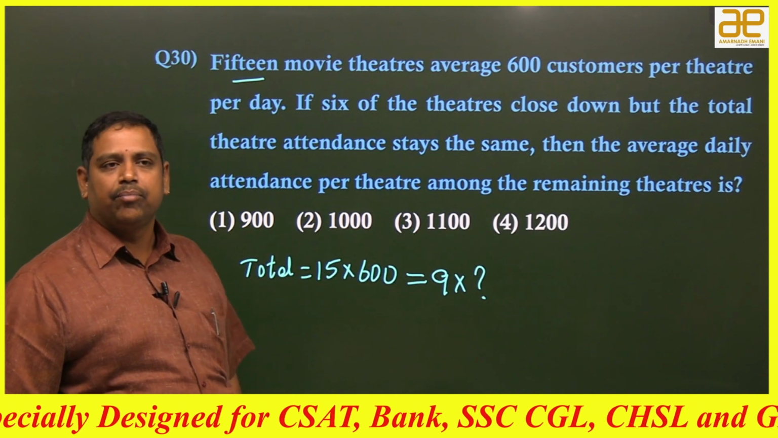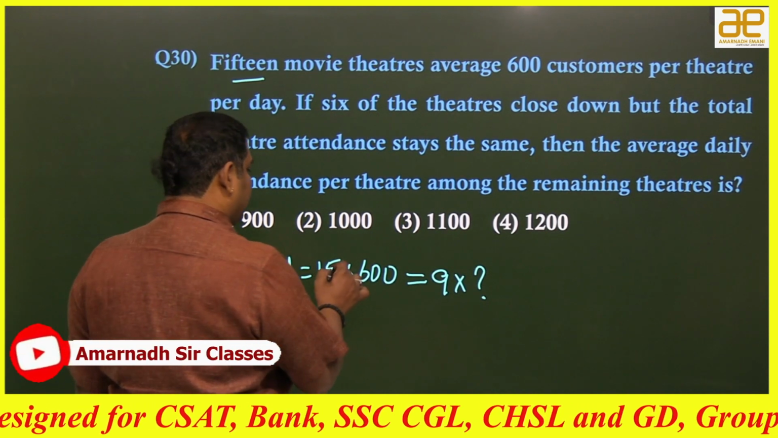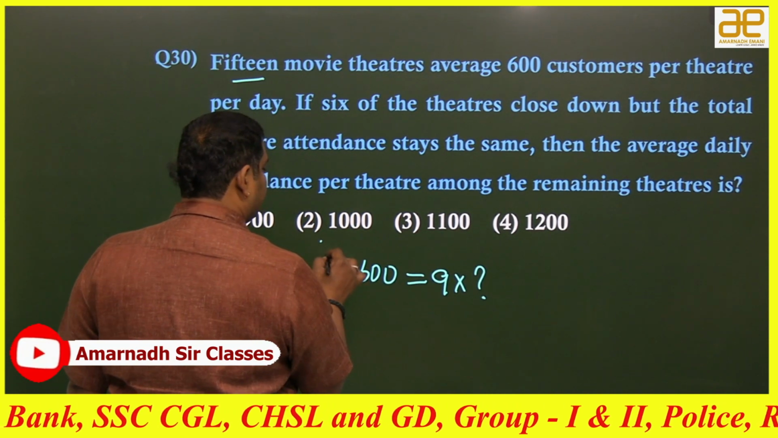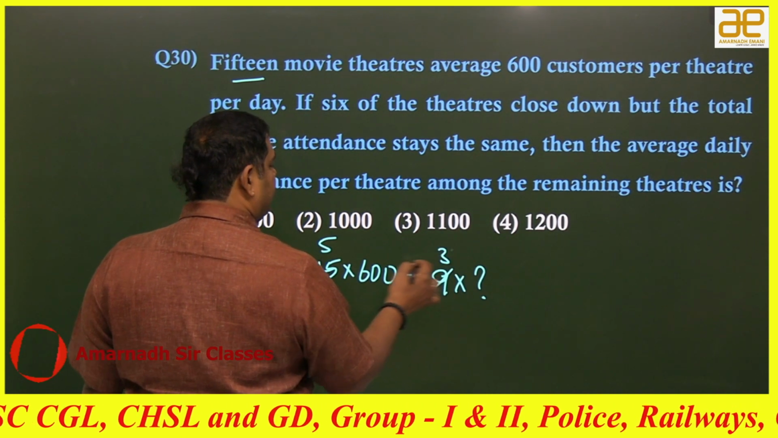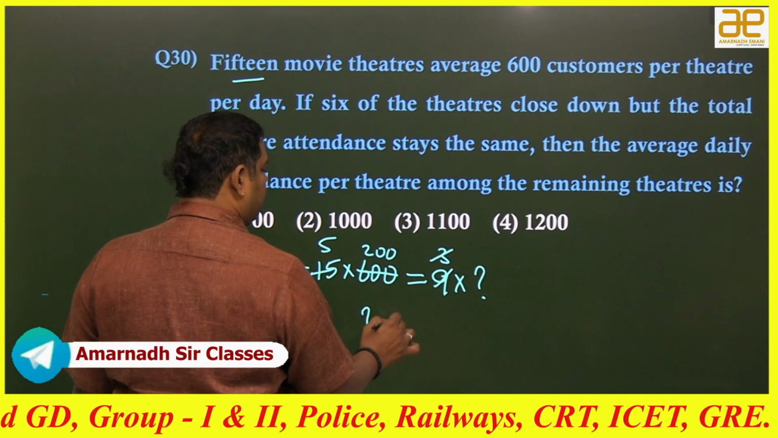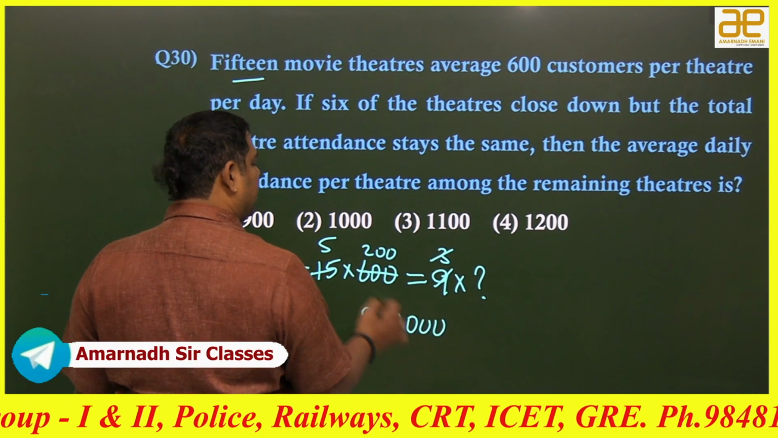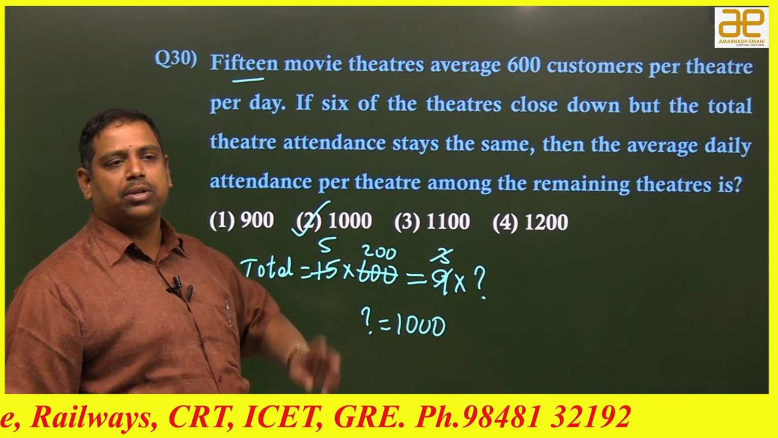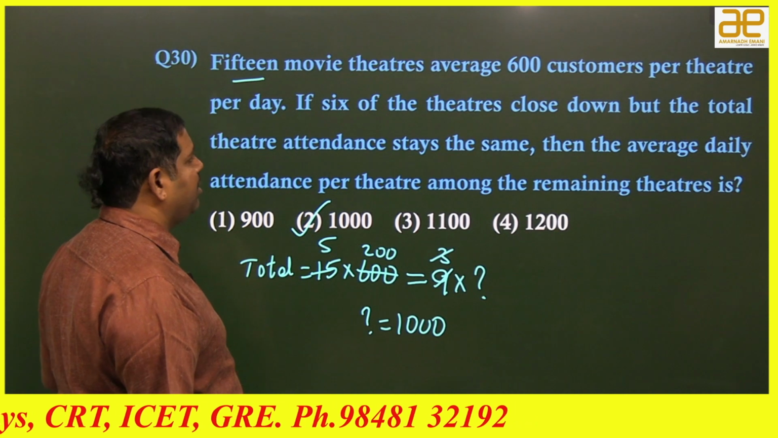Okay, now I can say that 3 5s, 3 3s, 3 1s, 3 200s. 200 into 5 means 1000. Now the theater attendance per day is 1000. So the answer is the second option. This is a funny question actually.